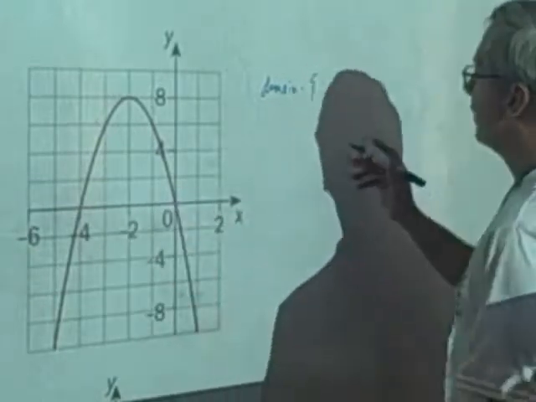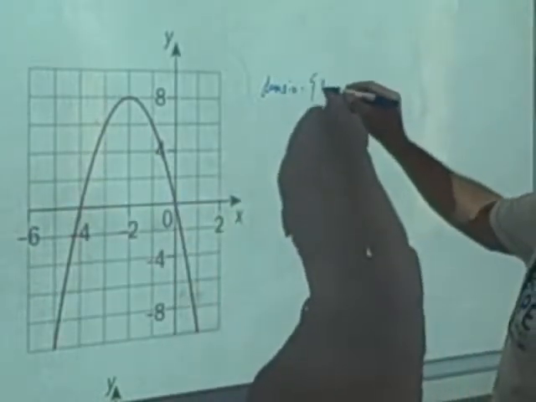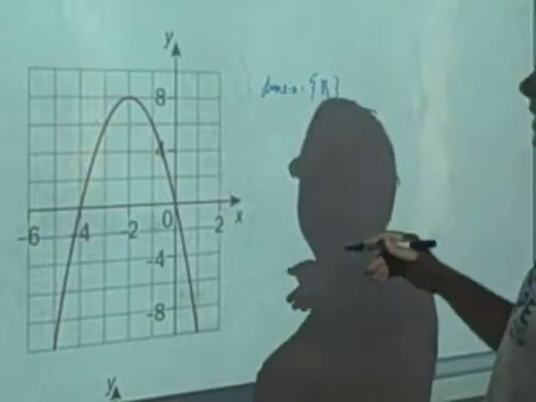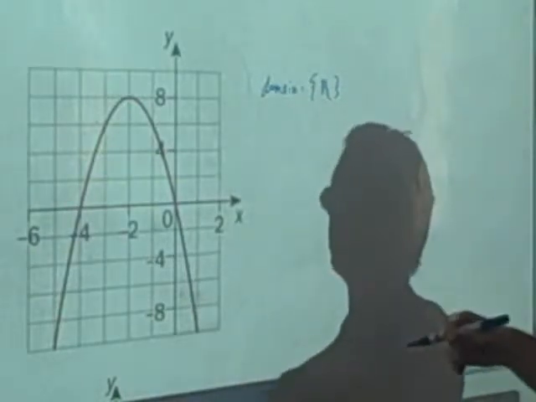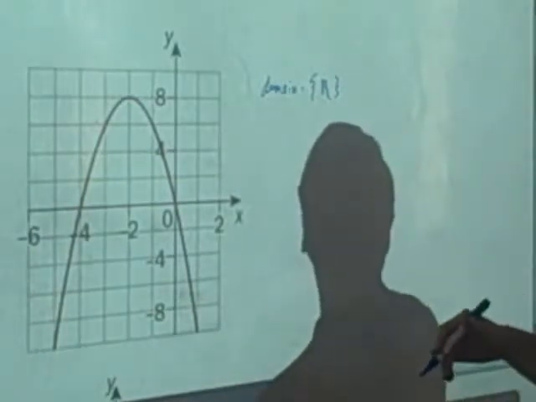So in fact, the domain is all real numbers. And so I could just write that with that fancy R. Or I could say x such that x is all real numbers, or x is anything.